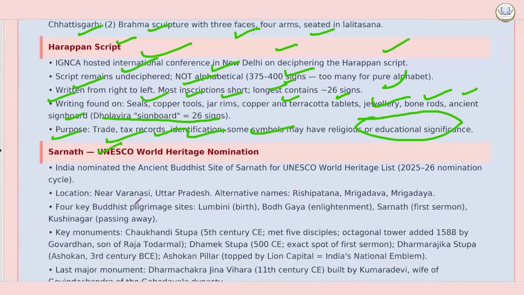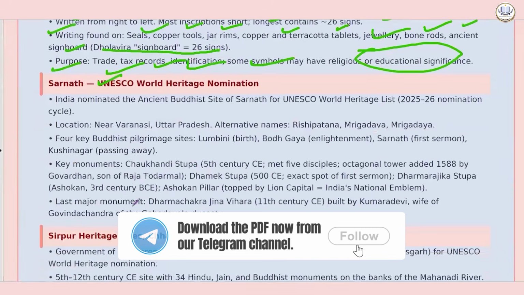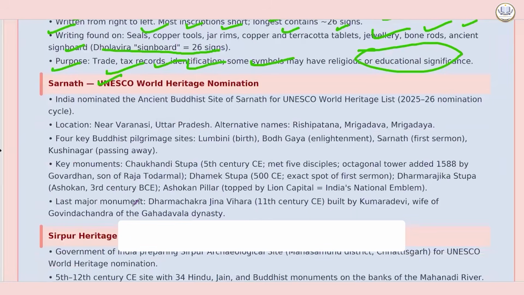Sarnath, UNESCO World Heritage nomination. India nominated the ancient Buddhist site of Sarnath for the UNESCO World Heritage list. Location is near Varanasi, Uttar Pradesh. Alternative names are Rishipatana, Mrigadava, and Mrigadaya. The 4 key Buddhist pilgrimage sites are Lumbini, birth; Bodh Gaya, enlightenment; Sarnath, first sermon; and Kushinagar, passing away, or Mahaparinirvana. We have Chaukhandi Stupa, 5th century, where Buddha met his 5 disciples. We have already read this.